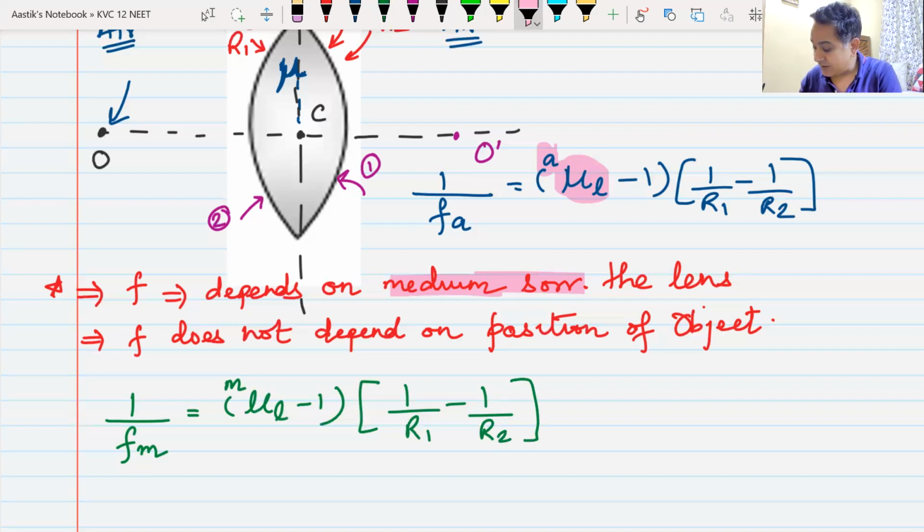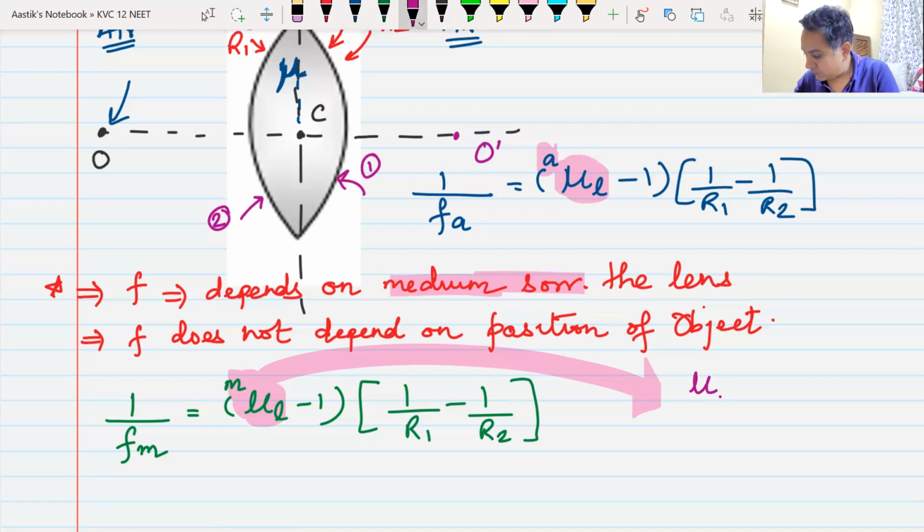Now, as soon as you write this thing, remember what is the value of this thing? This thing is equal to mu of lens with respect to air divided by mu of medium with respect to air. Do we understand this? Yes or no? Raise hands. Yes, sir. Give me more confidence. So this is how you can understand.